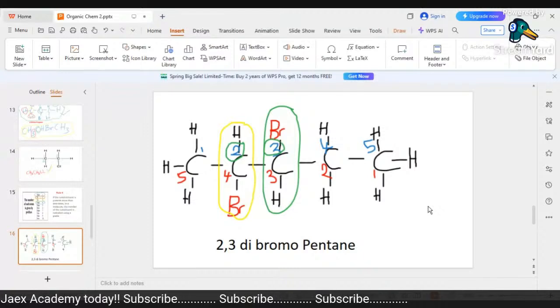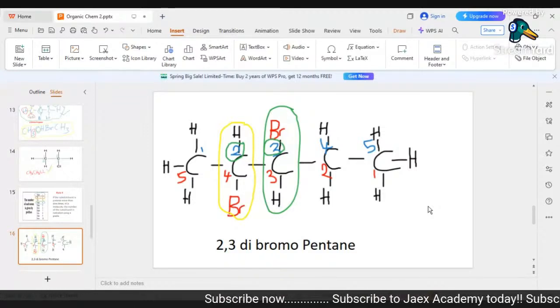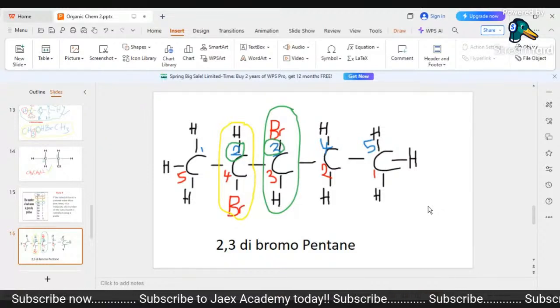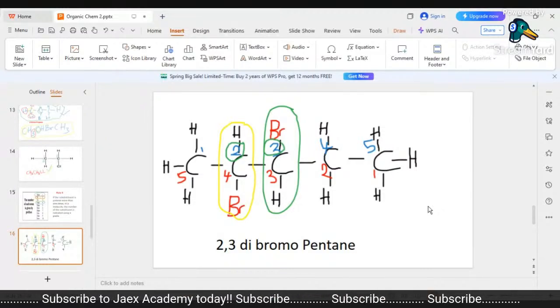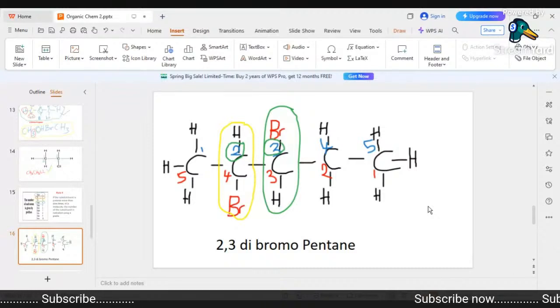So ladies and gentlemen, this is 2,3-dibromopentane. Now, because we use bromine more than once, ladies and gentlemen, this is 2,3-dibromopentane. At position 2 there's bromine. At position 3 there's another bromine. There are 2 bromine in the compound, right?